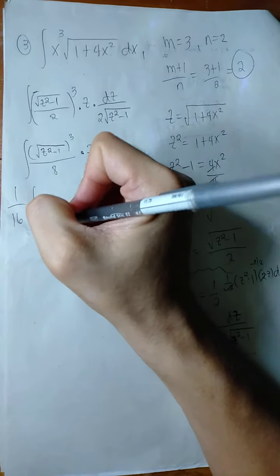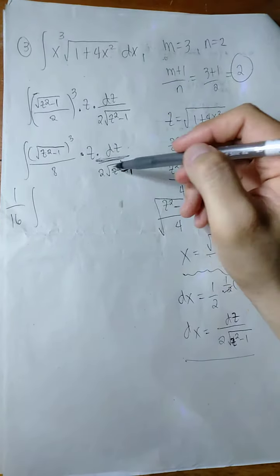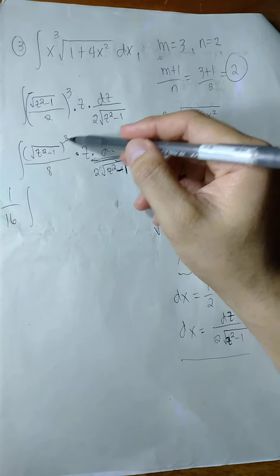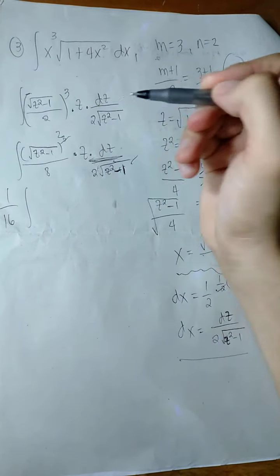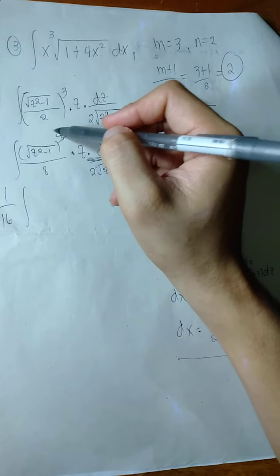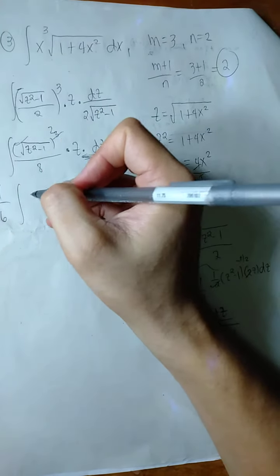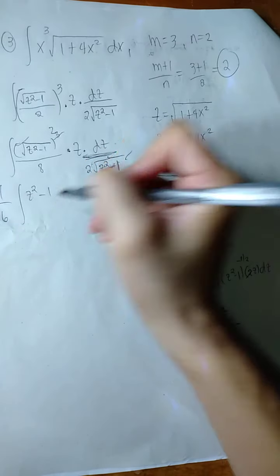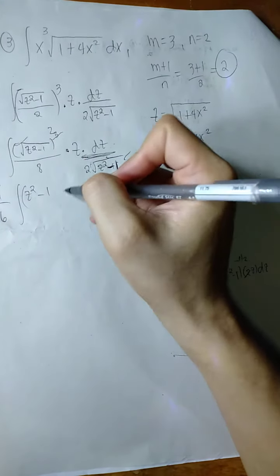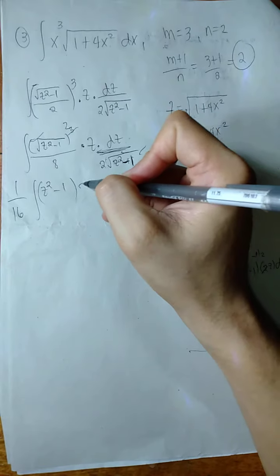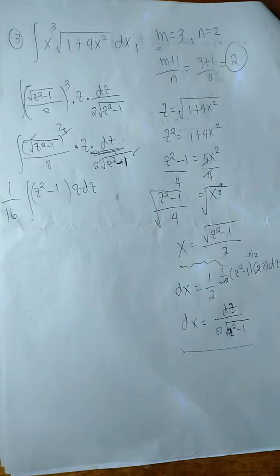Tama. So, integral of course, ito, since parehas, di ba? So, magpa-cancel out sa dito. So, 2 na lang. And of course, square root. So, pag in-square mo, maka-cancel na yung square root. So, magiging z squared minus 1 na lang. Okay. Quantity multiply by z dz.